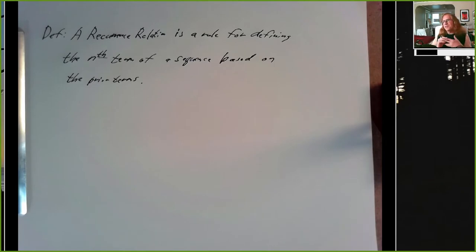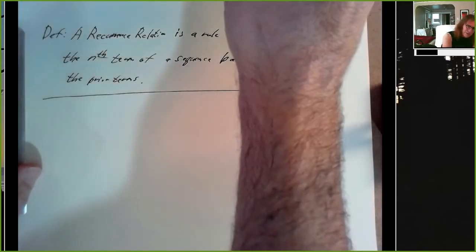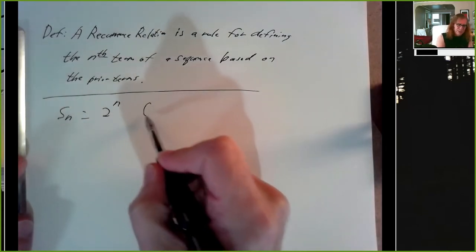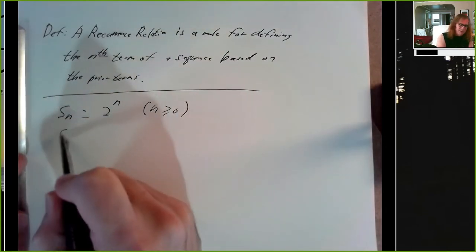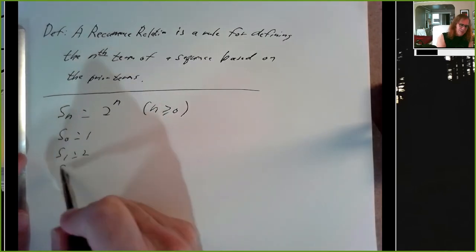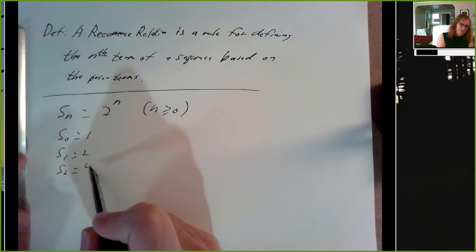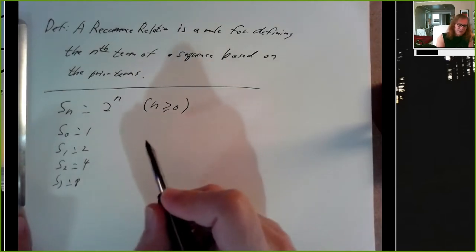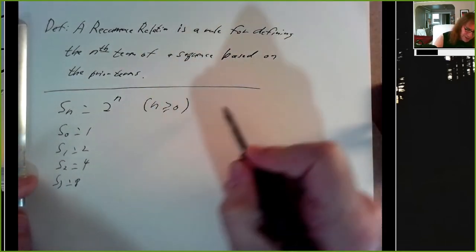So think of a sequence, just a sequence of numbers. They could repeat, they could be distinct, could be a sequence of letters or shapes or something like that. Let's just think about a sequence of integers. There's lots of ways we can define a sequence of integers. I could define a sequence as saying sequence n is just 2 to the n, where n is bigger than or equal to 0. So sequence 0 would be 1, sequence 1 would be 2, sequence 2 would be 4, this would be 8, and so on.